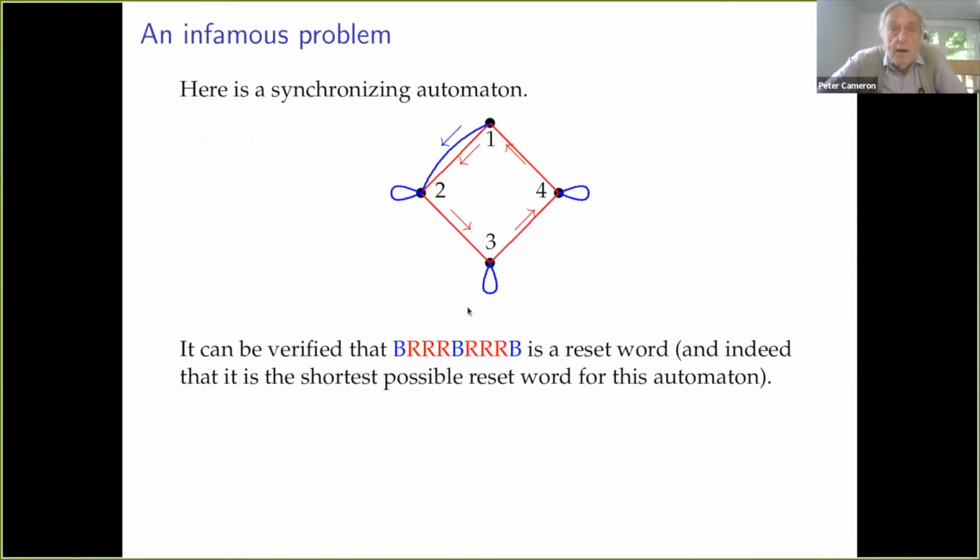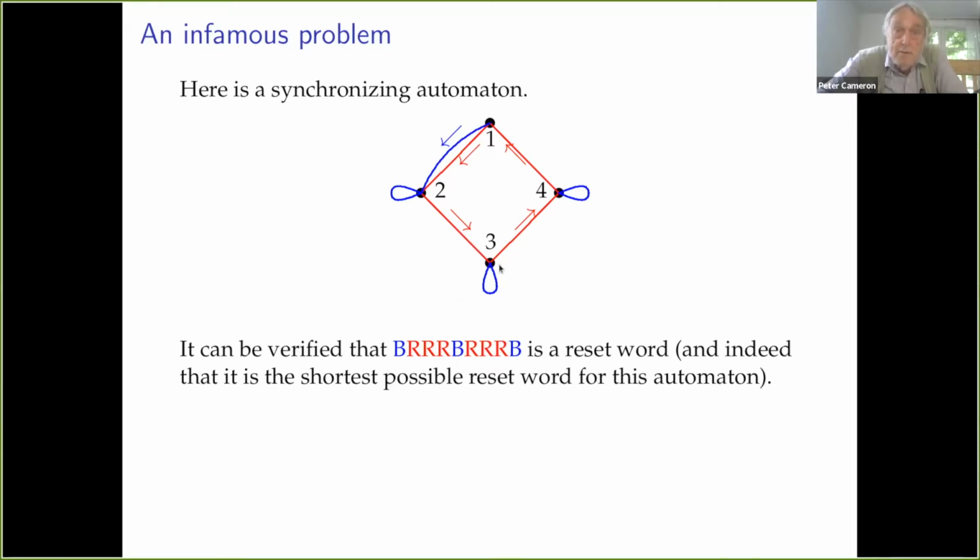So here's an example, and you see how I've drawn it. The states are the numbers 1, 2, 3, 4, and the letters in the alphabet are the two colors, blue and red. And I apologize if you can't distinguish blue from red. So let me tell you what they do. Red simply maps around in a cycle, 1, 2, 3, 4, and back to 1. Blue on the outside maps 1 to 2, but everything else stays where it is. So 2 goes to 2, 3 goes to 3, and 4 goes to 4. Now you can check that if you read blue, then 3 reds, blue, 3 reds, blue, that's a reset word.